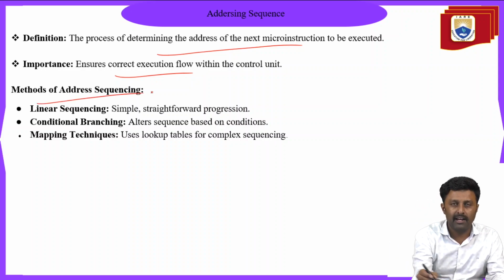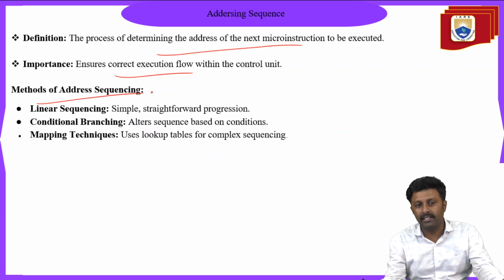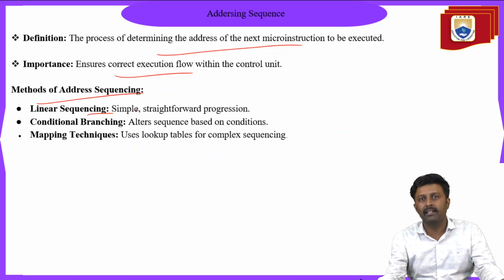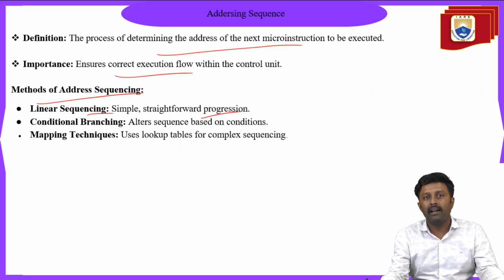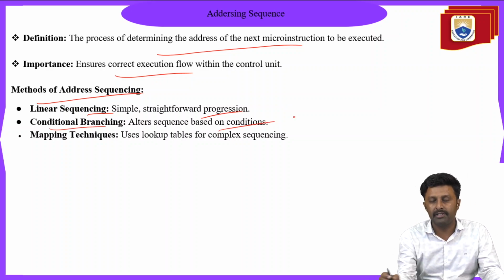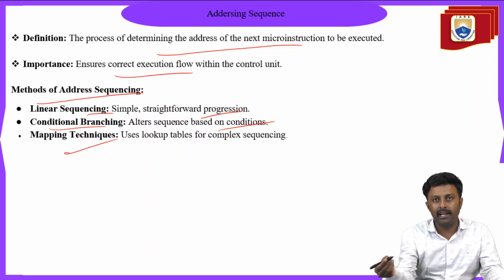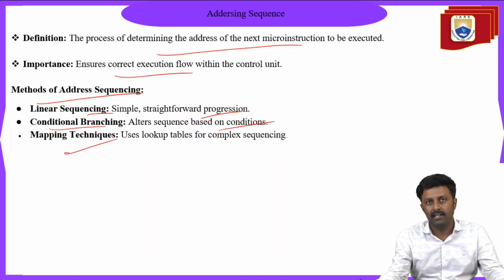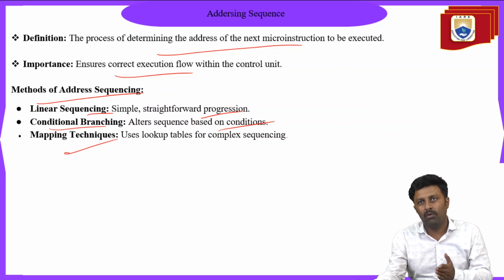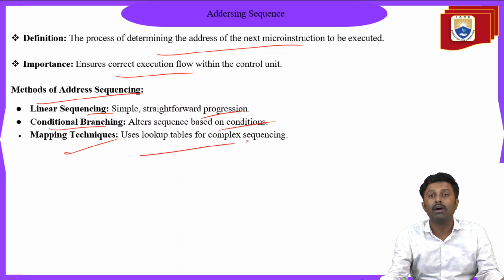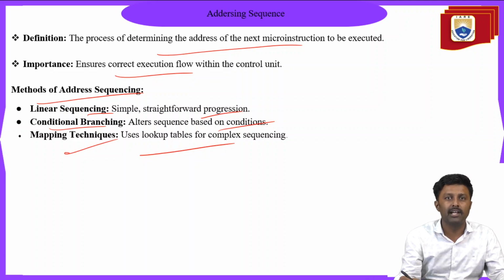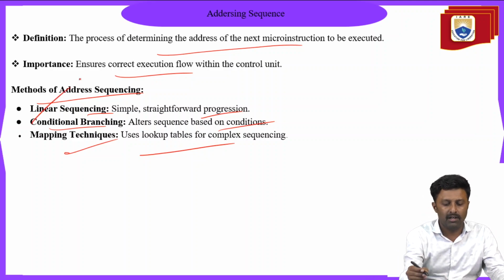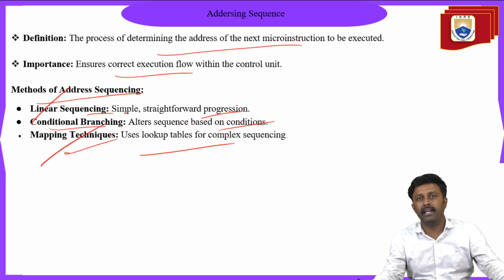There are different methods of addressing. Linear sequencing is a very simple and straightforward progression. The second one, conditional branching, alters the sequence based on conditions. Then mapping techniques, where we sequence the instructions one by one with the help of lookup tables for complex sequencing. So there are three ways of address sequencing: linear sequencing, conditional branching and mapping techniques.